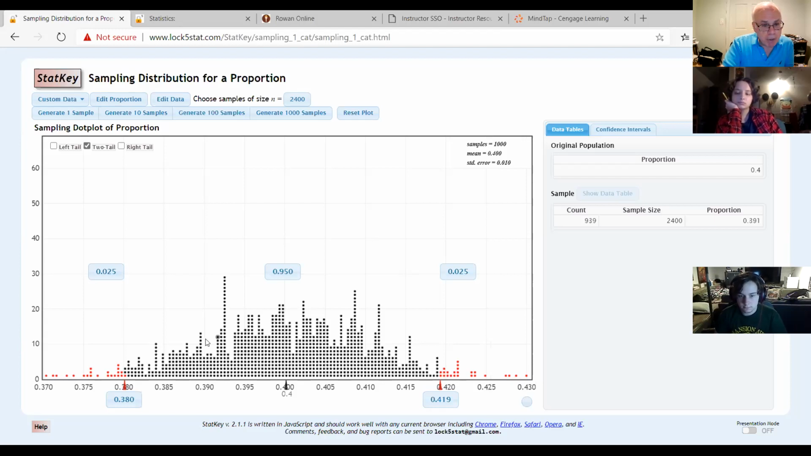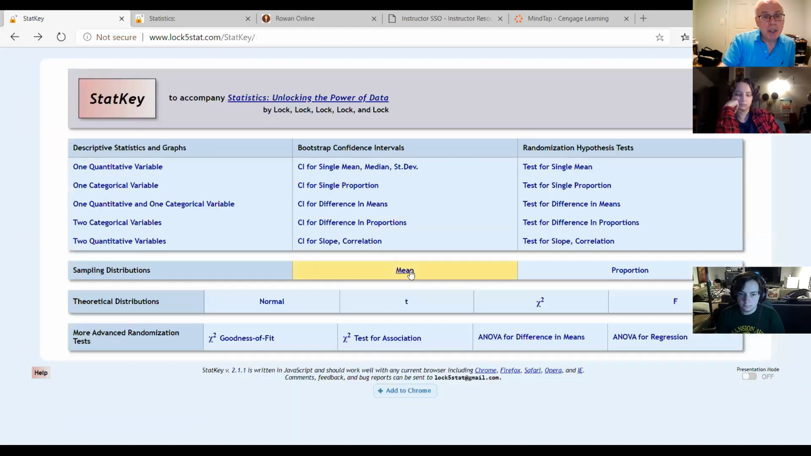I could ask you anything about this curve here, right? I could ask you, out of these 1,000 samples, what is the biggest proportion? It's this one right here, right? 0.43 is your biggest proportion. What's your smallest proportion? One down here, 0.37. All right, so that's how you use StatKey in terms of generating a sample proportion, and we could do the same thing with the mean.